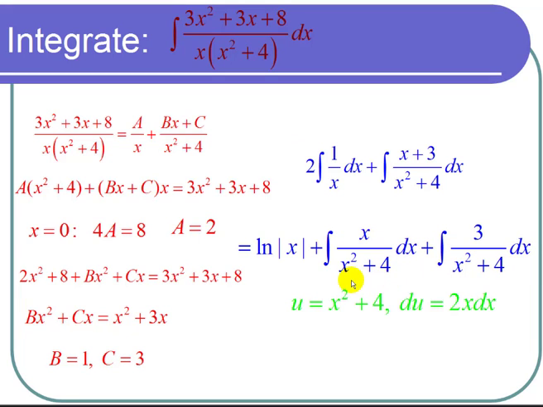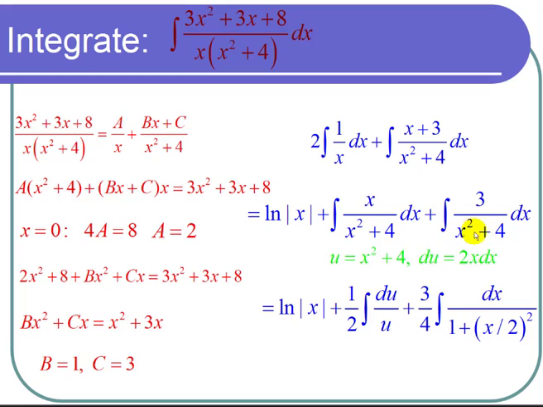For the first integral, I can use a u substitution, because if u is x squared plus 4, then du equals 2x dx, and there's my x dx, so I just have to pull a 1/2 du outside. For the second integral, I can divide by 4, or pull out a 1/4, and what I get is a 3/4. The 4 divided by 4 becomes a 1, and x squared divided by 4 becomes x over 2 quantity squared.